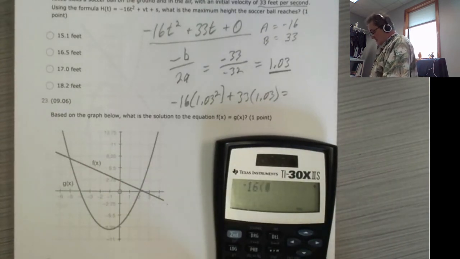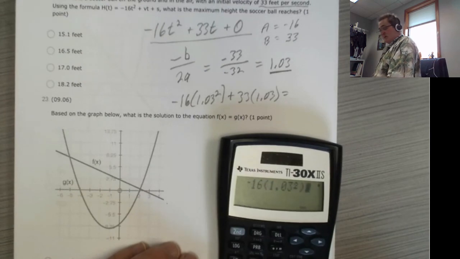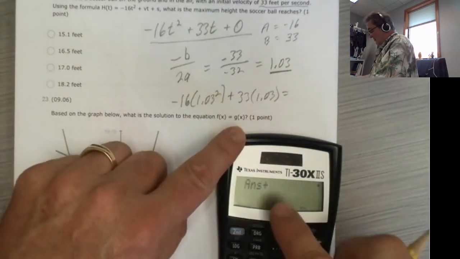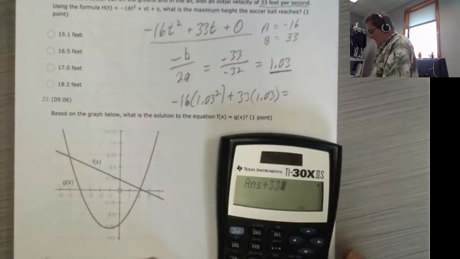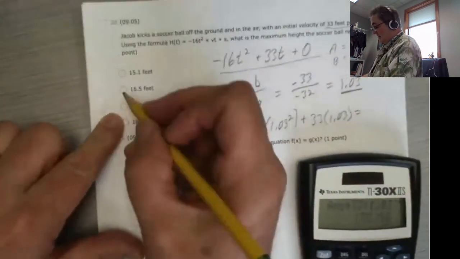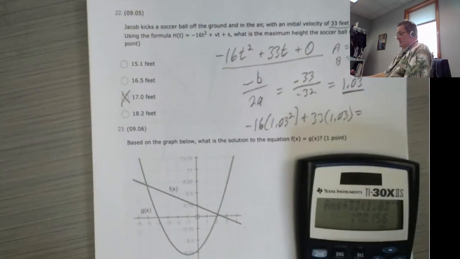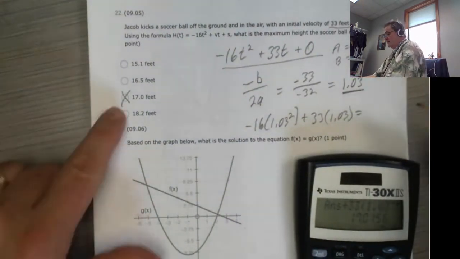16 times 1.03 squared equals negative 16.97. And then to that, I'm going to add 33 times 1.03. The answer is 17.0. That's how high the ball goes. And it gets there in just a little over 1 second. It's 17 feet in the air.